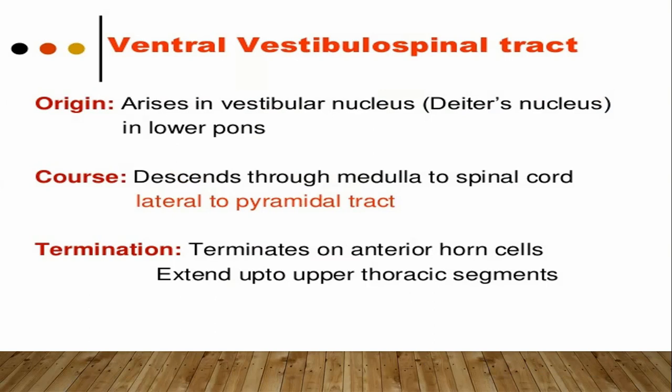Then we come to another tract. It is also under the medial system. This is the medial vestibulospinal tract. This arises in the vestibular nucleus, called the Deiters nucleus, in the lower pons, and it descends through the medulla to the spinal cord, lateral to the pyramidal tract. It terminates on the anterior horn cells, and it extends up to the upper thoracic segments.